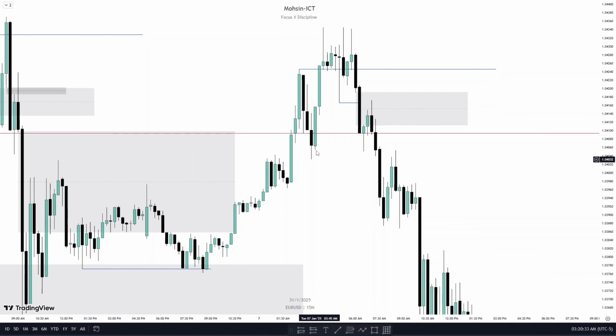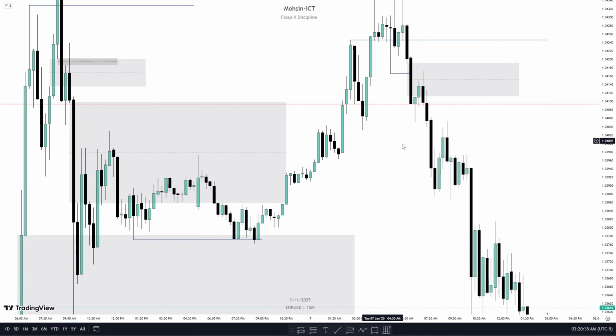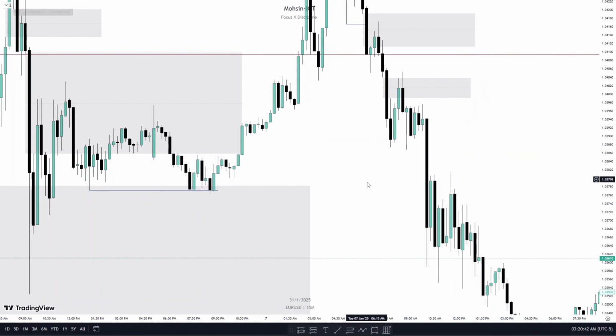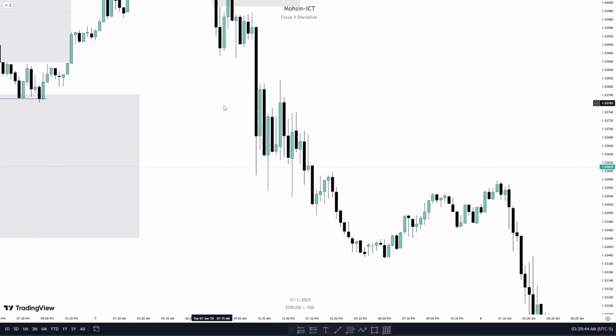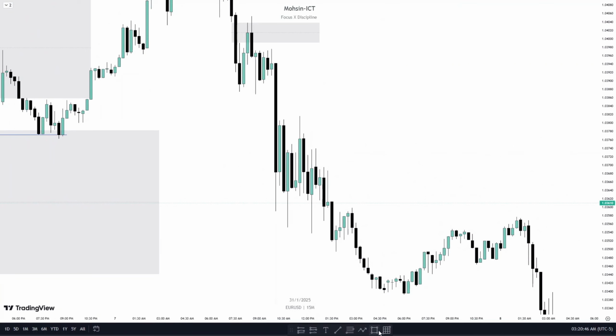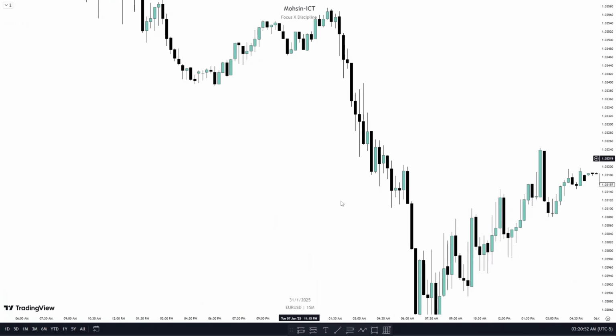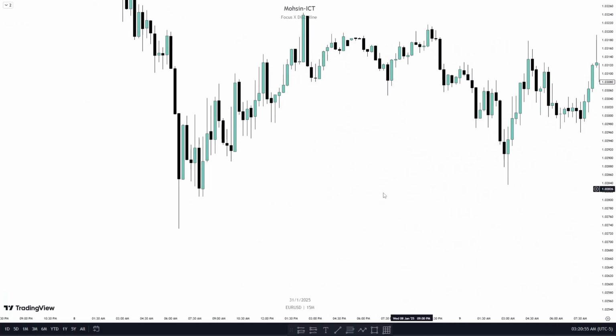This fair value gap, order block, inversion fair value gap, the break of structure, another entry right here. We have everything we need. These are once a month moves. They do not repeat very well. Another entry and then price goes down to hell.